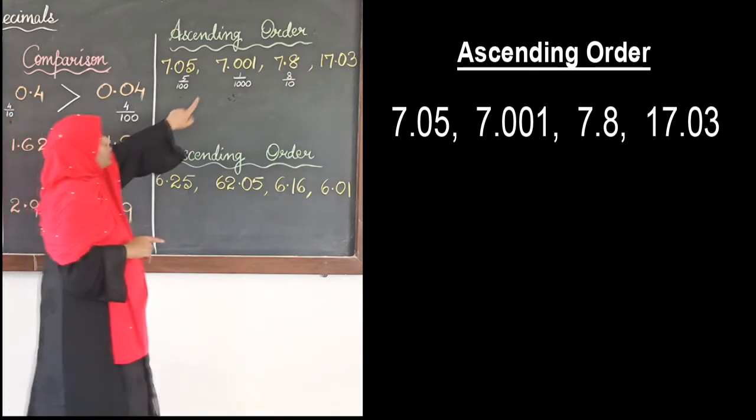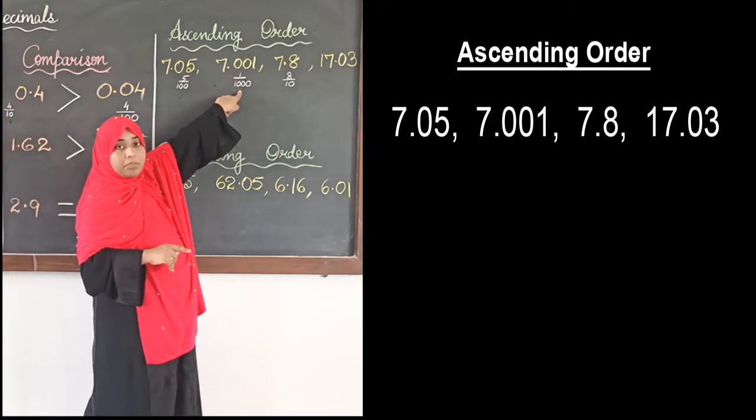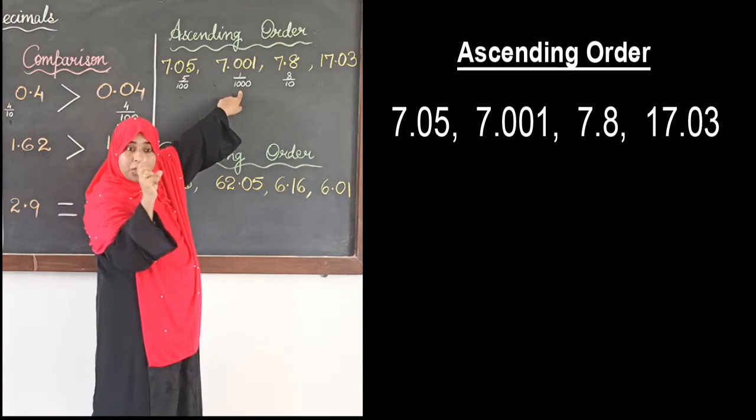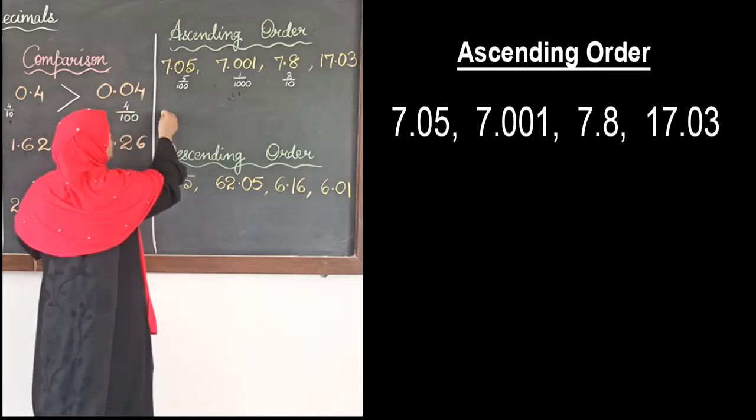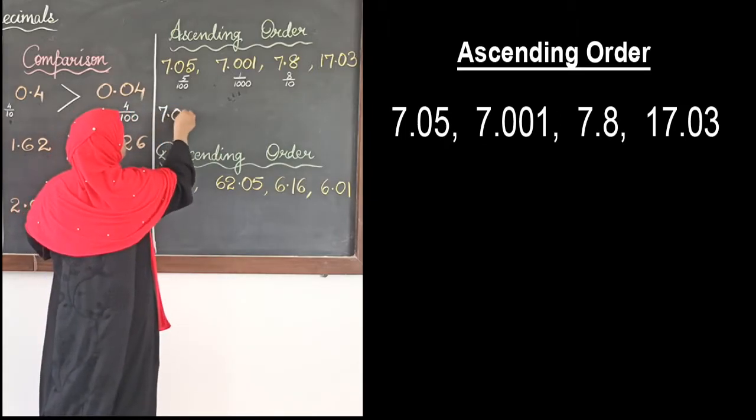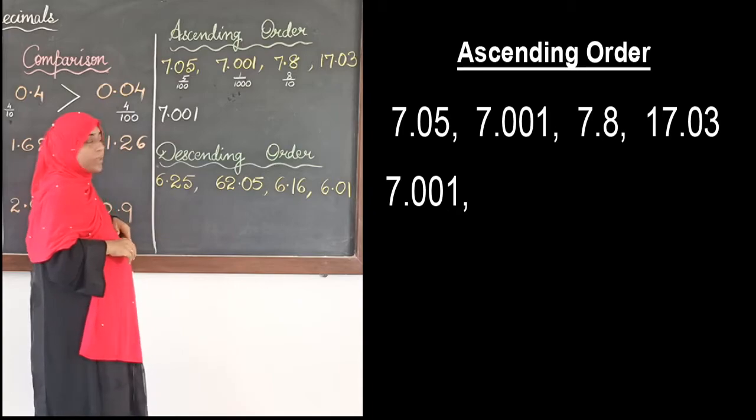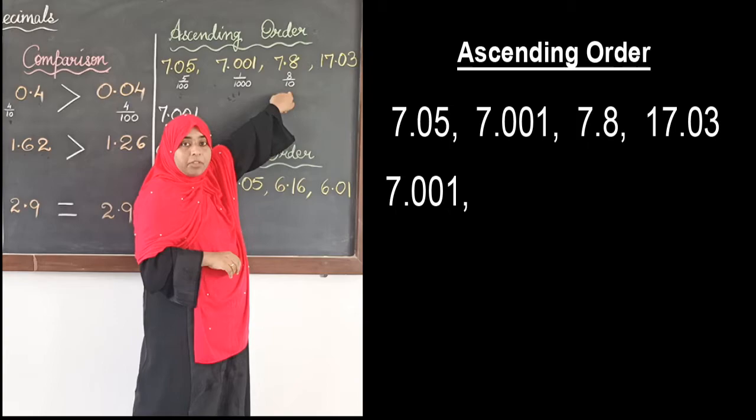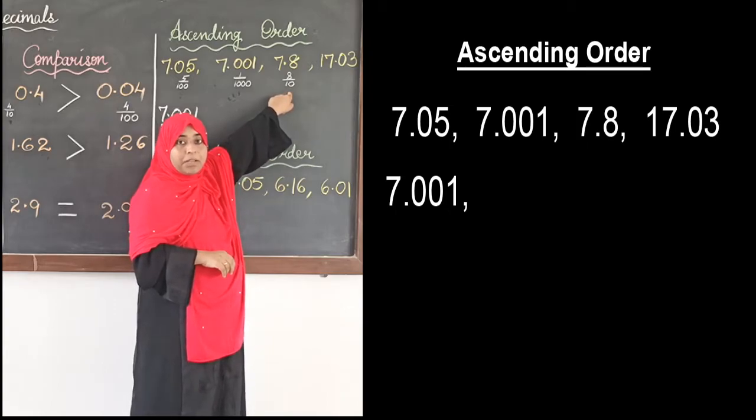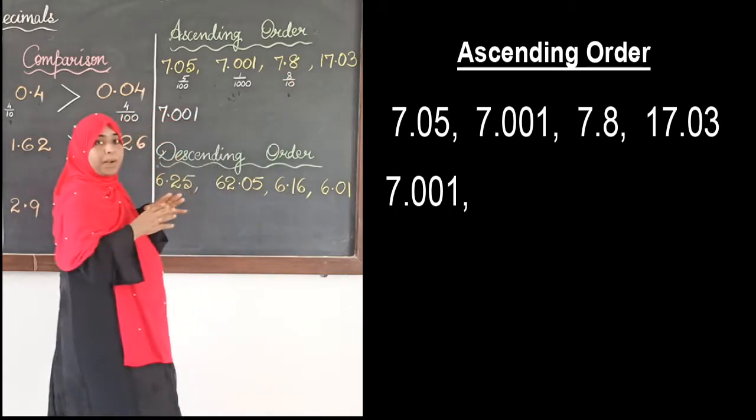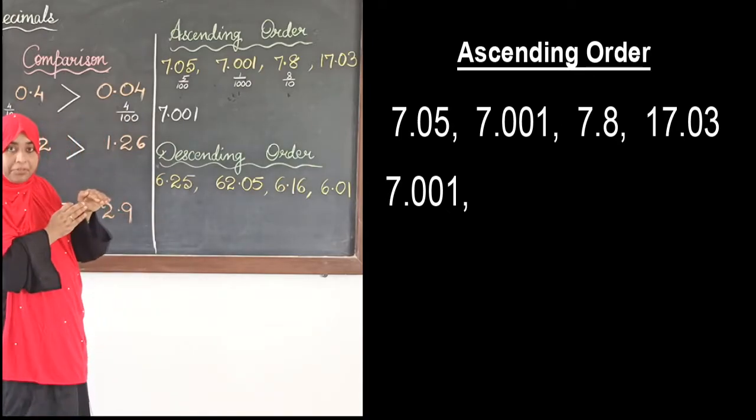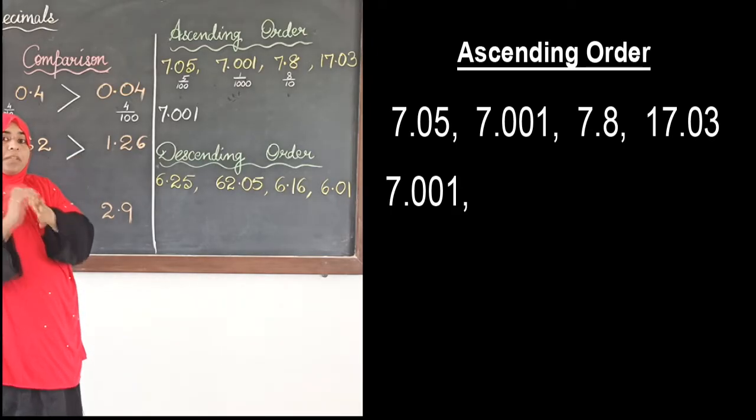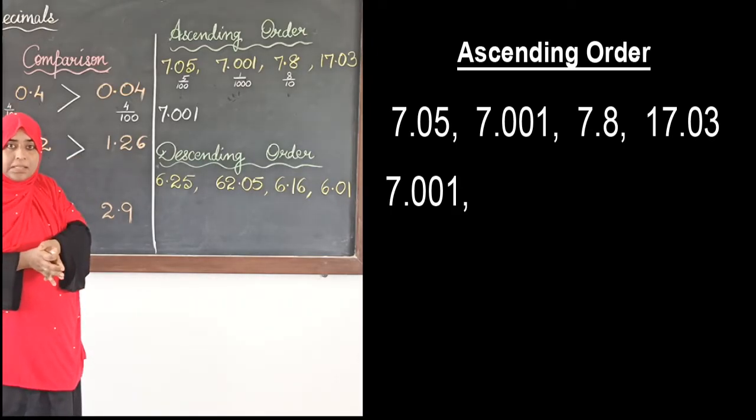So here 7.001 will be the smallest, because the selected part 1 out of 1000 will be the smallest part. So the smallest number will be 7.001. Then we are left with 5 out of 100 and 8 out of 10. Which one will be smaller? 5 out of 100 or 8 out of 10? 100 parts are made, from there we are taking 5. So that will be less in quantity compared to 10 parts made and 8 parts selected, right?